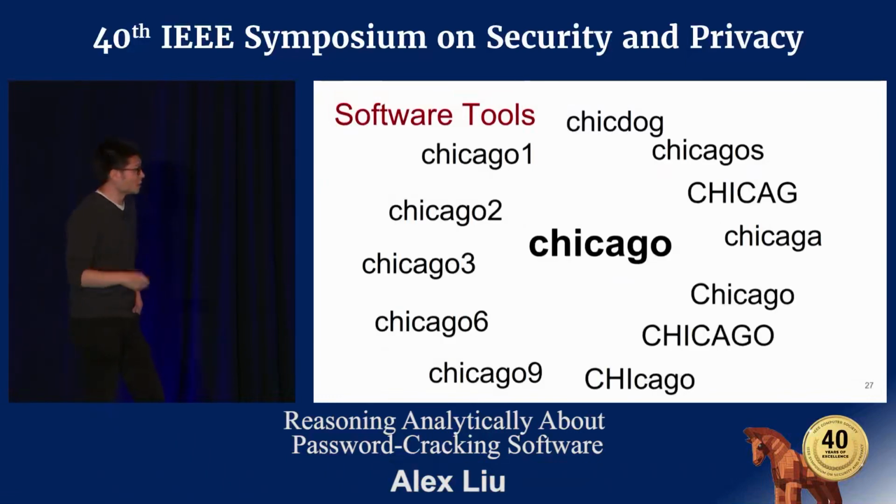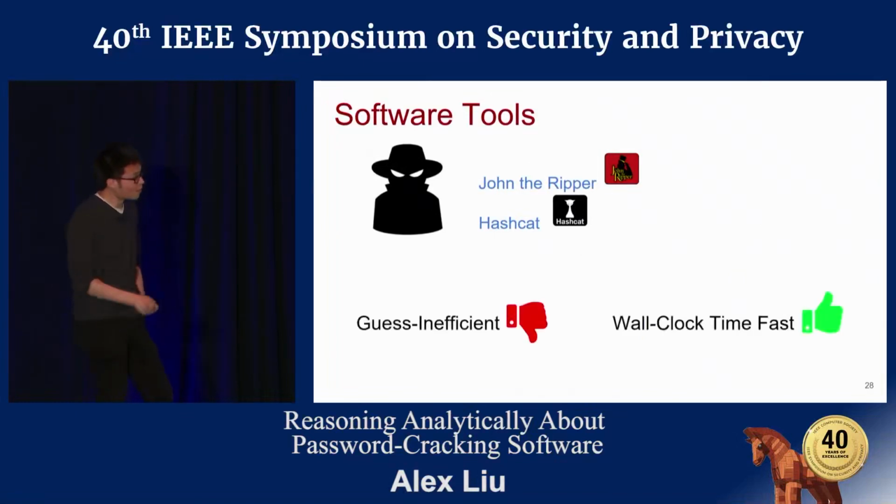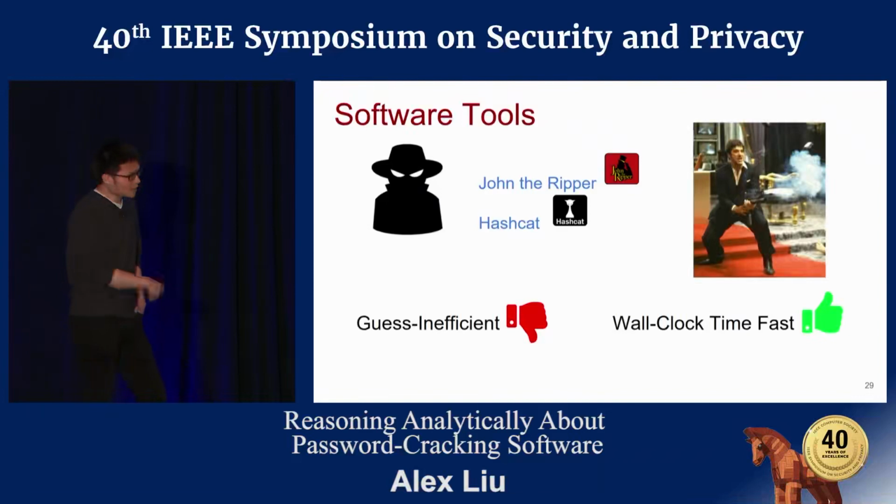And for a word like Chicago, you might want to generate all the variants listed here, because they're generated in a way that humans do. So this is the insight behind these tools. These tools are less guess-efficient, but they work in real time, fast. They can generate much more guesses per second. So you can think of the hackers as shooting with a machine gun, trying to win with quantity over quality.